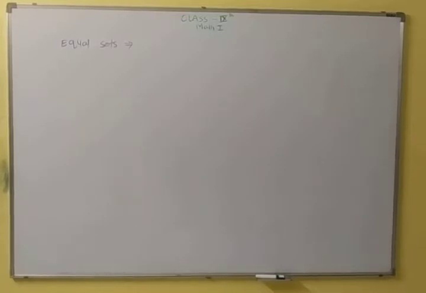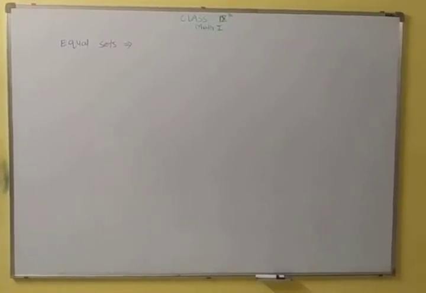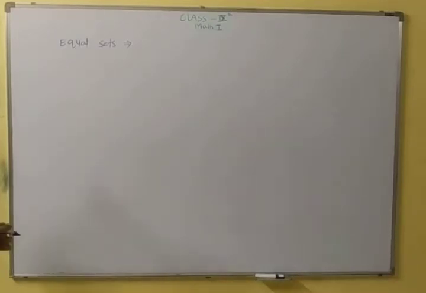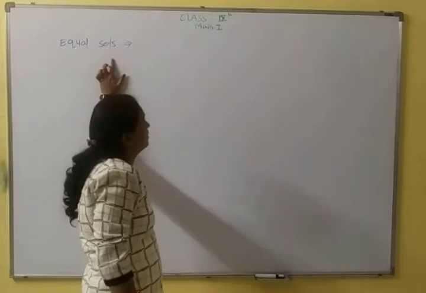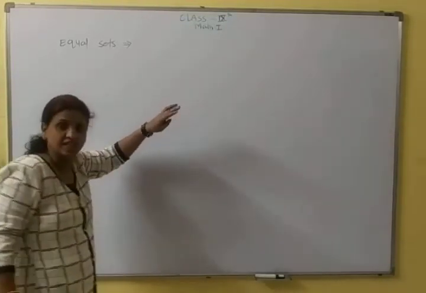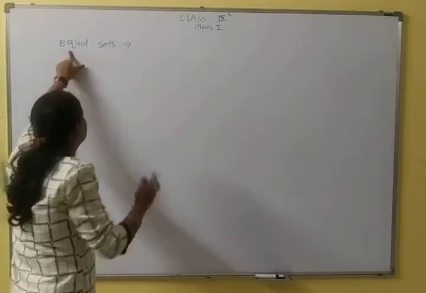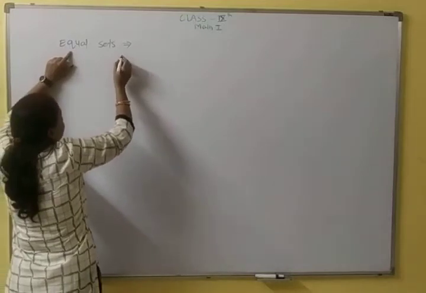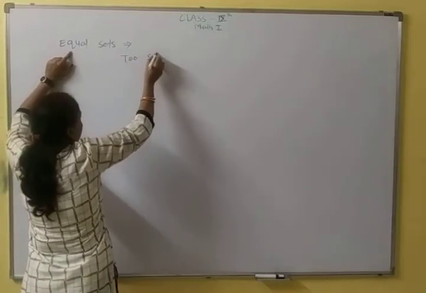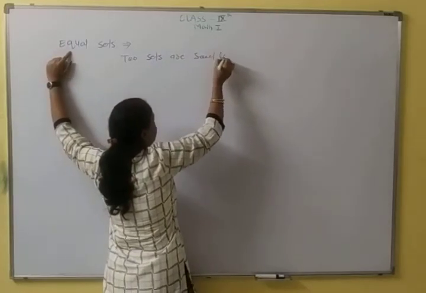Equal sets. Two sets are said to be equal sets if every element of set A is an element of set B and every element of set B is an element of set A. Then these two sets are called equal sets.